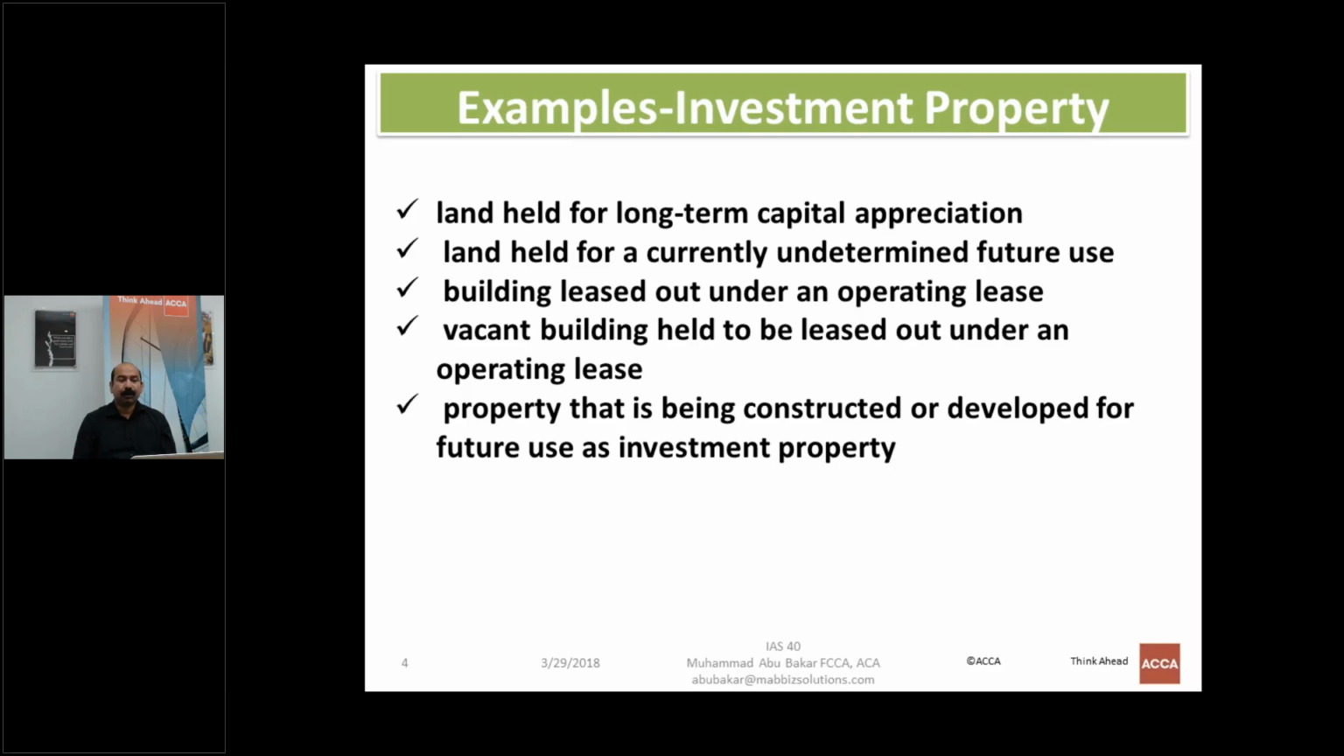The last one is property that is being constructed or developed for future use as investment property. This is a small change. Before, this was not the case. Now the standard includes property which is being constructed or developed, and that will be treated as investment property.